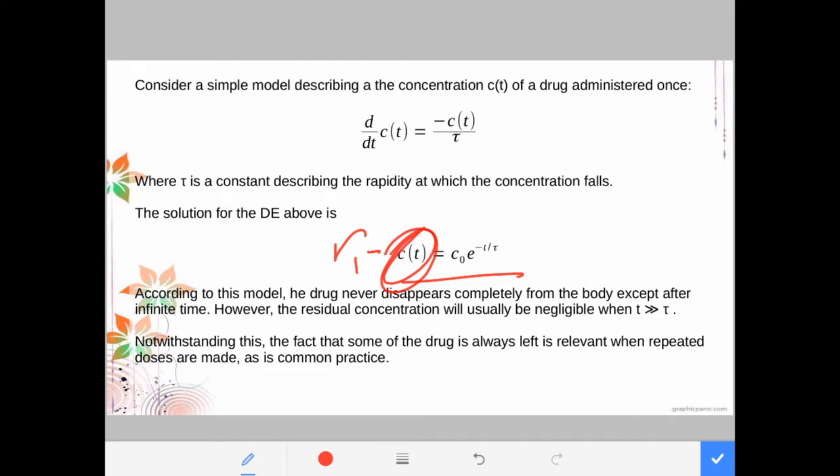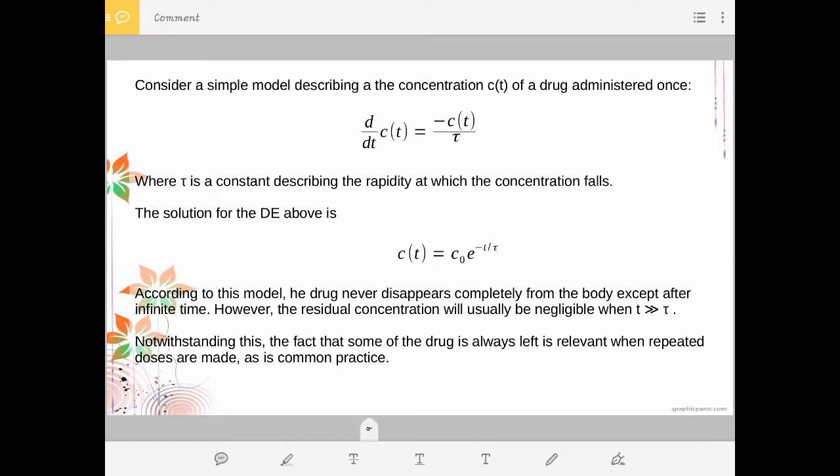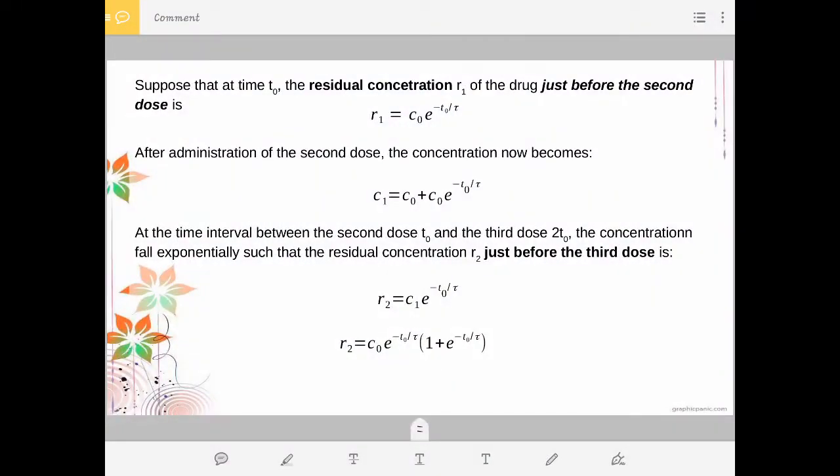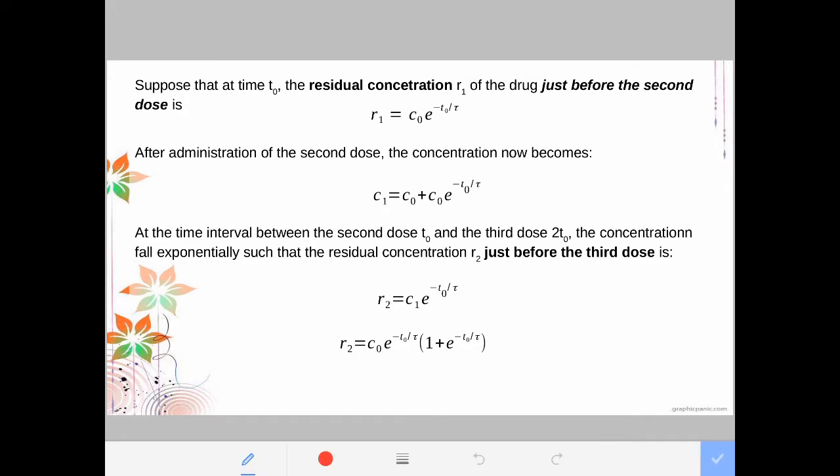So basically, R1 is a point in the concentration function of the drug. That's basically just how we define it. So R1 is the initial concentration from the very first administration, or rather just the first dosage, times e, where t0 here is the time just before the second dose.